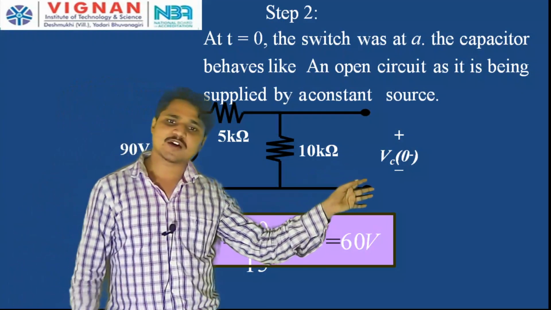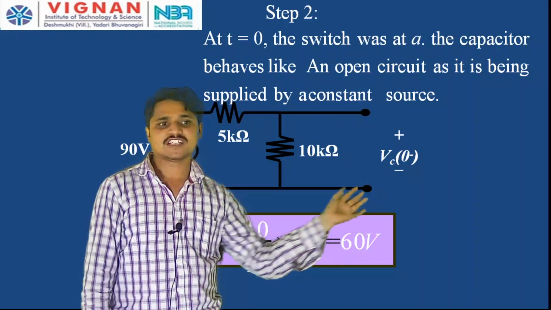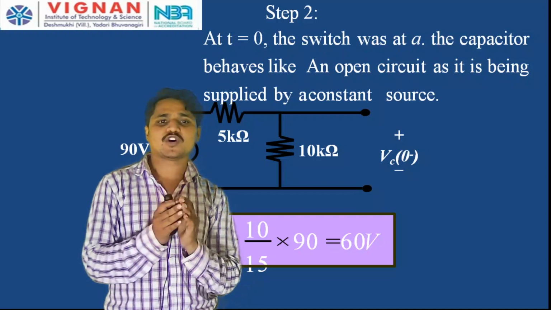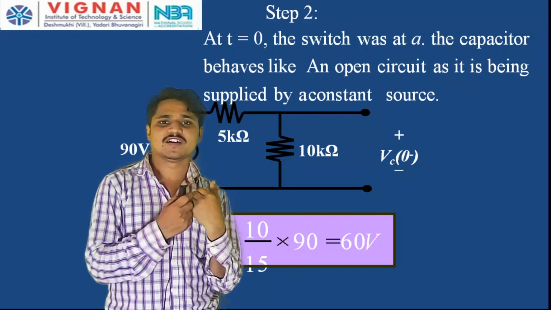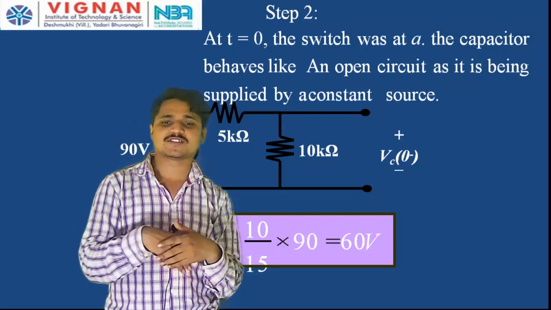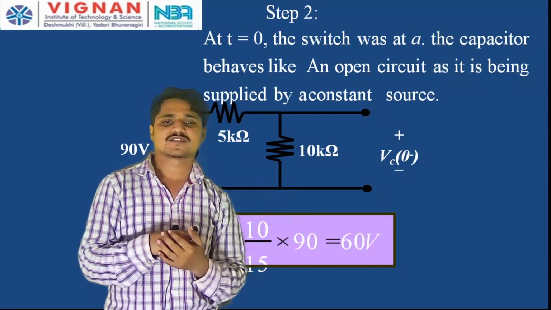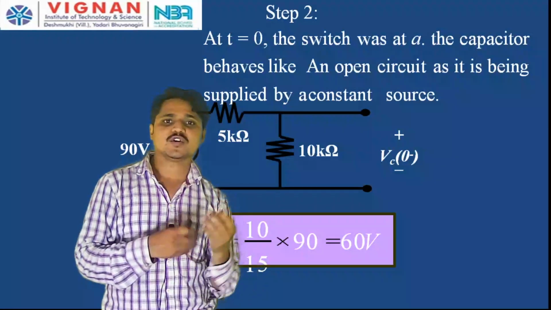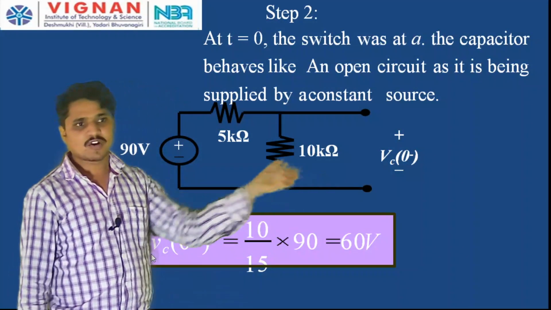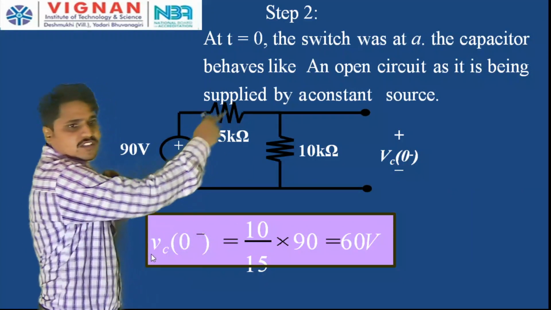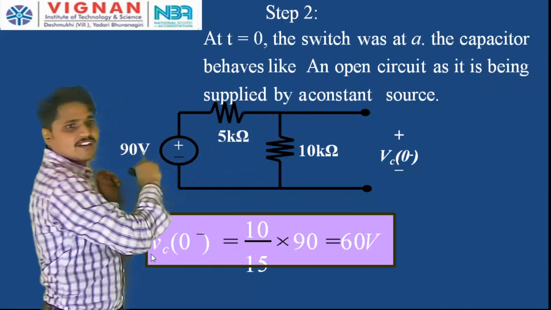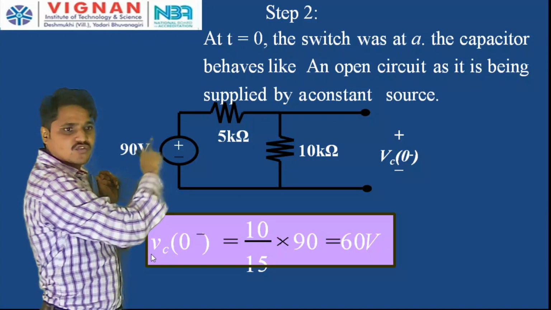Now open circuit, but the voltage will exist, that is Vc of 0 minus, at t less than 0. When the switch is at A position, what is the initial voltage in the capacitor? Vc of 0 minus is equal to V naught. So V naught is equal to Vc of 0 minus, that we have to find out. Now as this is open circuit, what is the current flowing through this? 0.